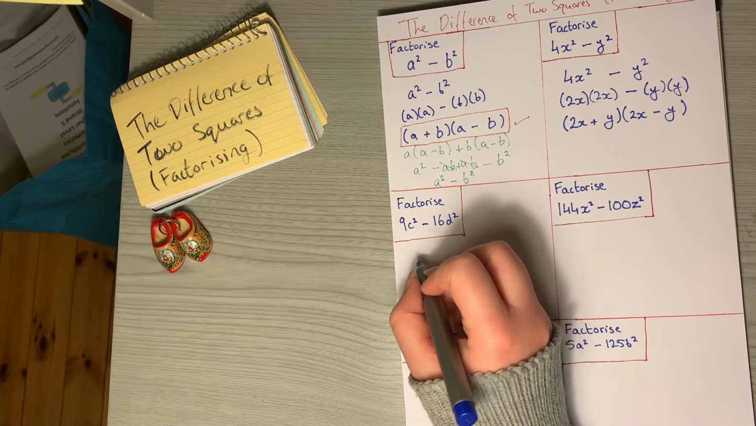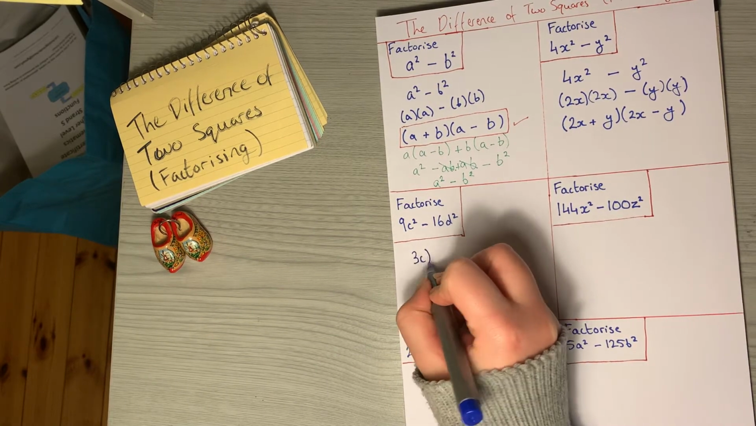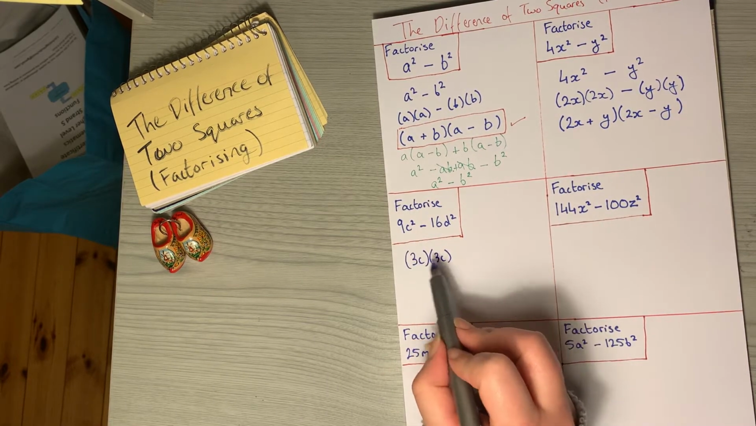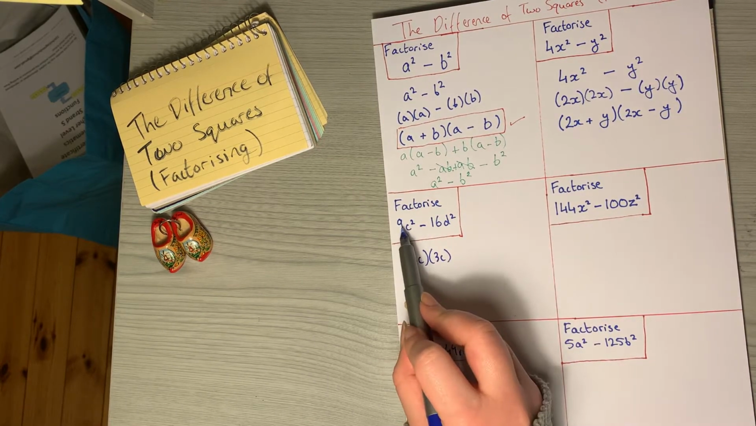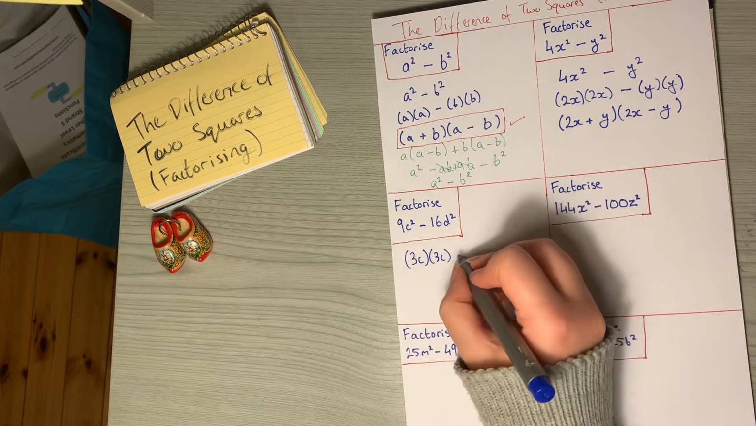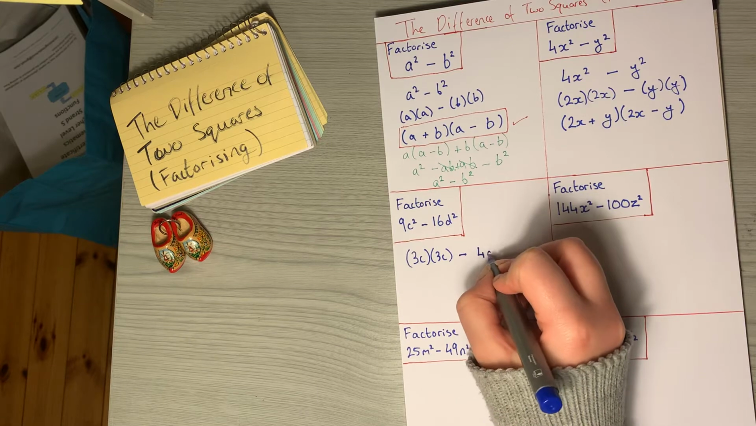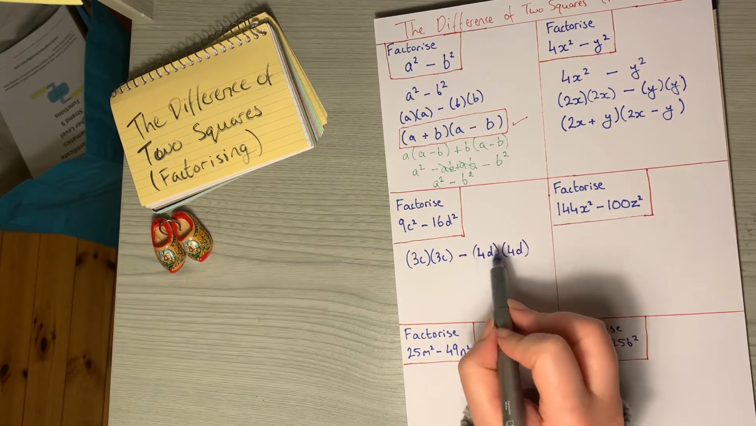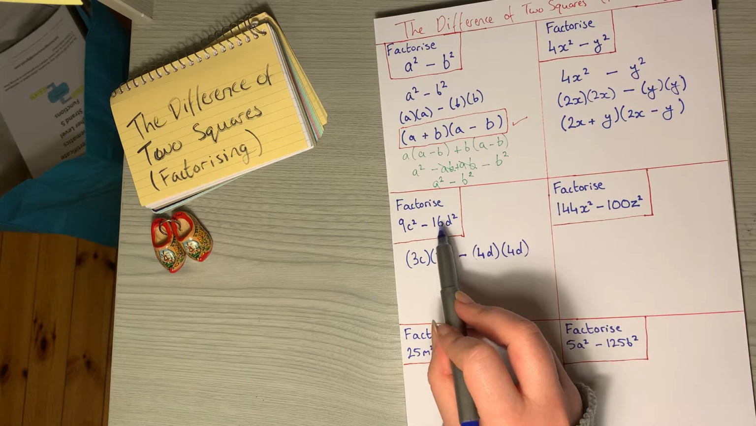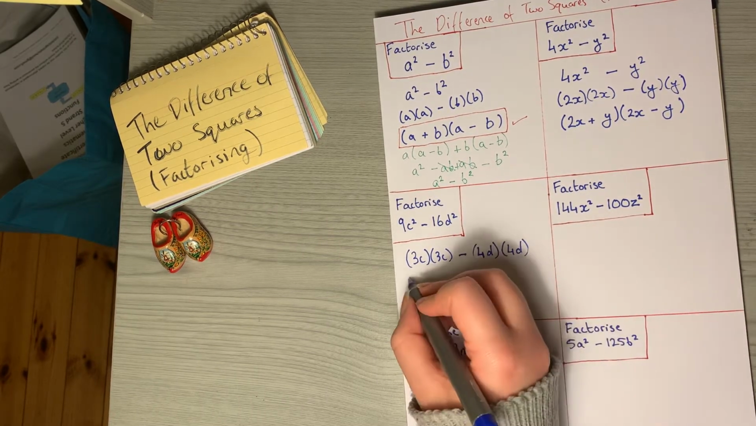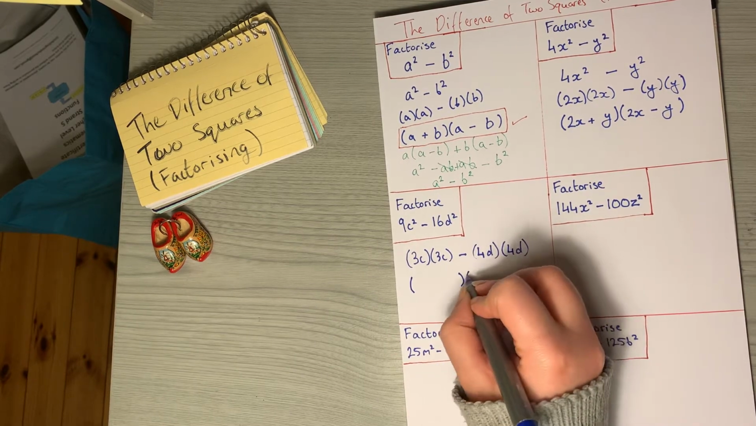So 9c squared, well, if I multiply 3c by 3c, that will give me 9c squared, because 3 times 3 is going to give me a 9, and c times c is going to give me a c squared. Minus 4d times 4d. Because again, a 4 by a 4 is going to give me a 16, and d by d is going to give me a d squared. And then we're going to throw these into two brackets.